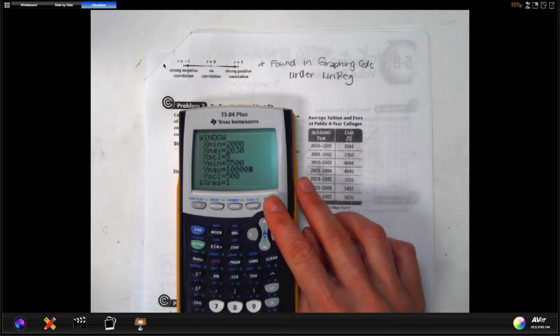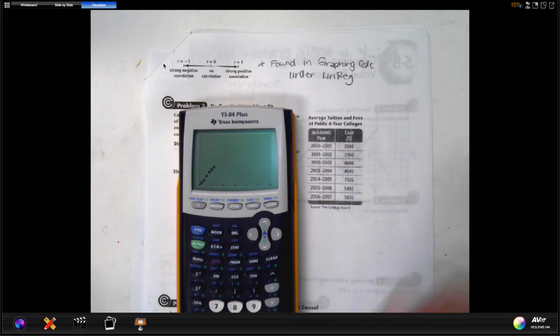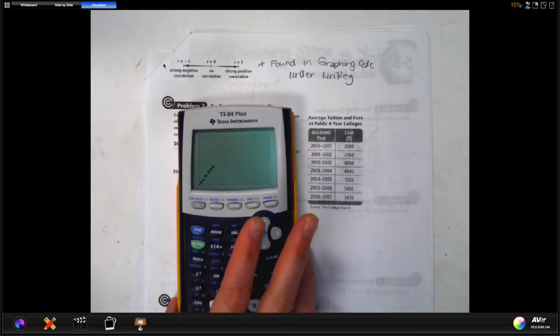Okay, now press graph. There we go. And so there's a little bit better picture of a scatter plot. Now, what we want to do is not only do we want to be able to put this in our calculator, we want it to draw a line of best fit for us, don't we? So there is a feature in your calculator.